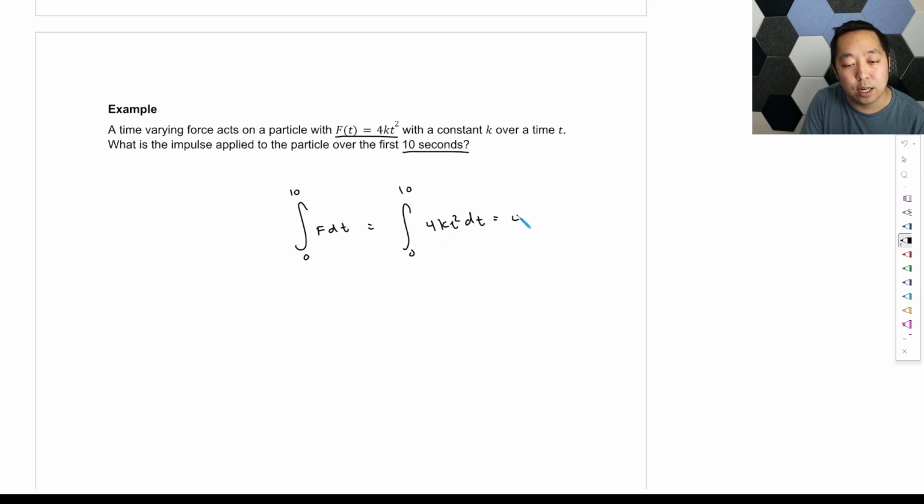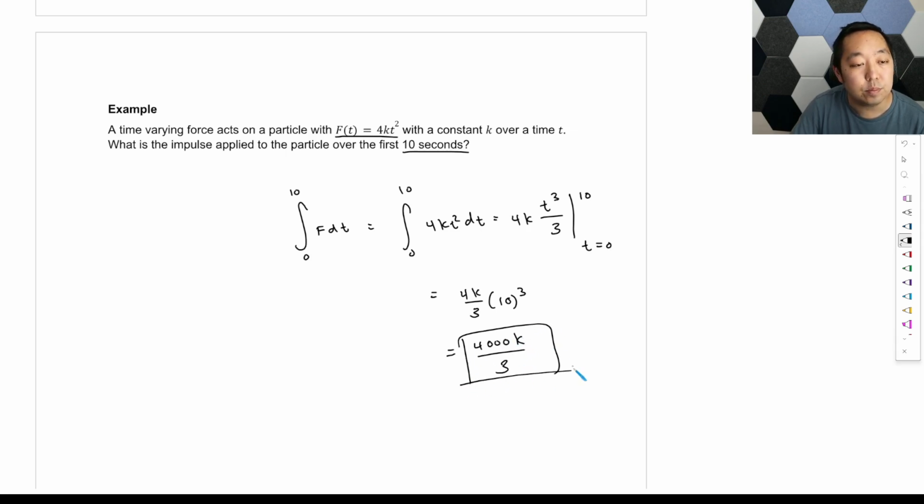The 4k is a constant, so the integral of t squared dt is going to be t cubed over 3 by the power rule, and t goes from 0 to 10. So that's going to be 4k over 3, just bring the 3 out, times 10 cubed, minus, plug in 0, you get 0. So that's going to be 4,000k over 3.